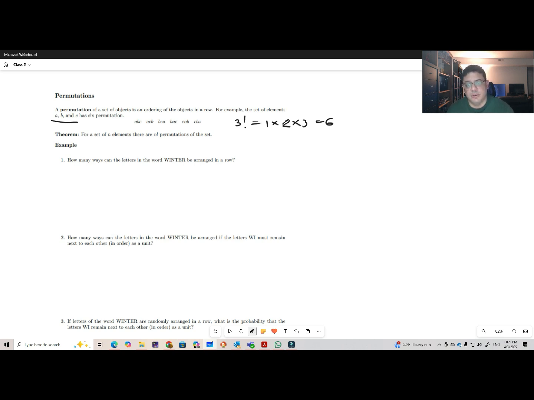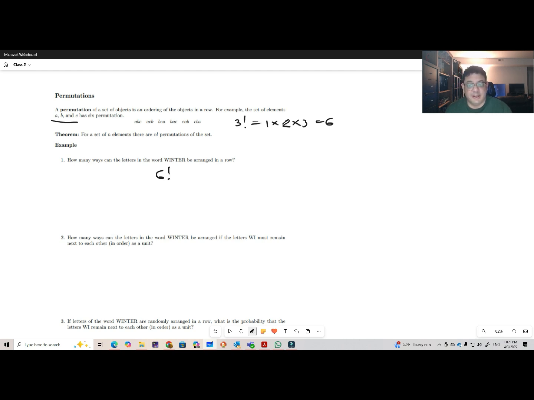Now, we can do more complex arrangements with that. For example, we can take the letters in the word winter and find how many ways we can arrange those letters. And so, of course, now here we have 6 possible letters that are different, which is very important. And because we're doing permutations here, we're going to have 6 factorial as the number of ways that we can arrange this.